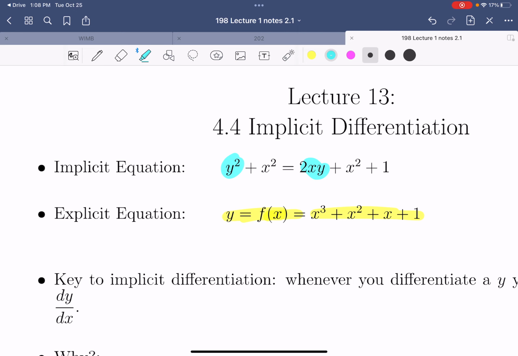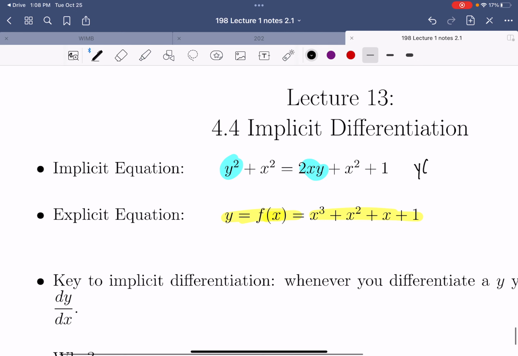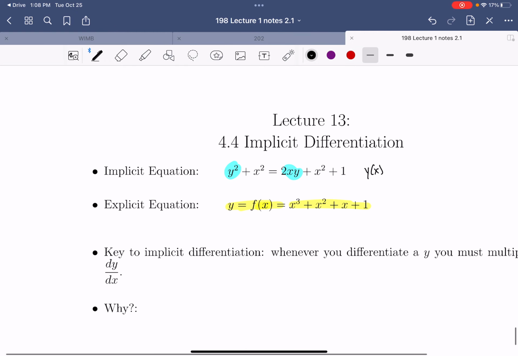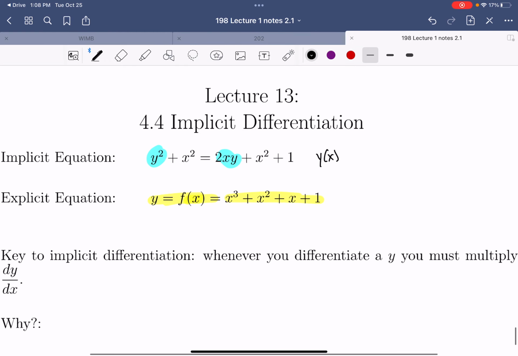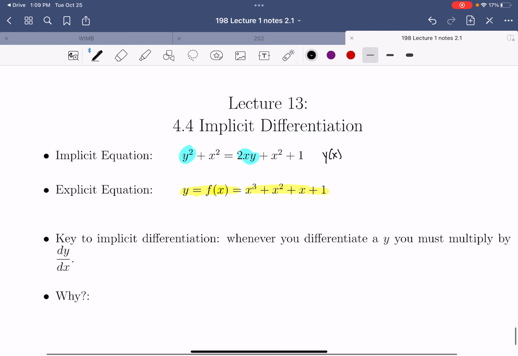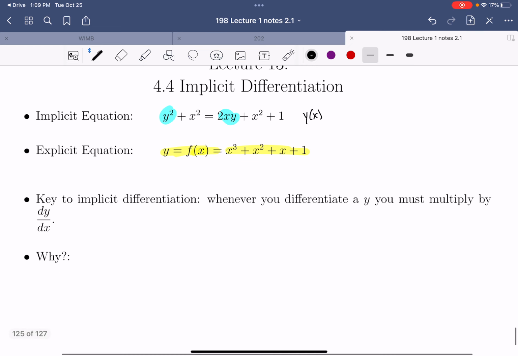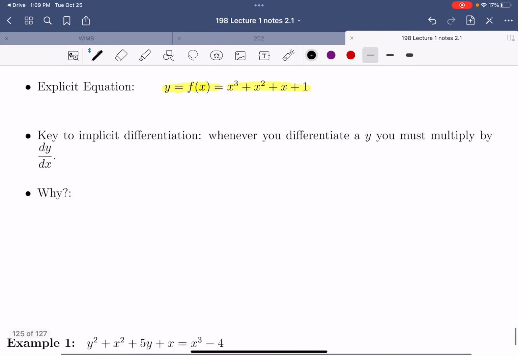But that doesn't mean that y isn't still a function of x. In this case, y is still a function of x. So what we want to be sure of is that when we differentiate something like this, we know how to handle the fact that you're differentiating a function of x. That y has a hidden function of x in there. So the key to implicit differentiation is that whenever you differentiate a y, you must multiply by dy dx.